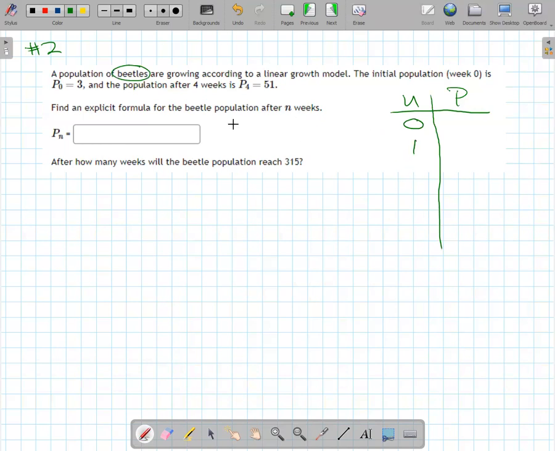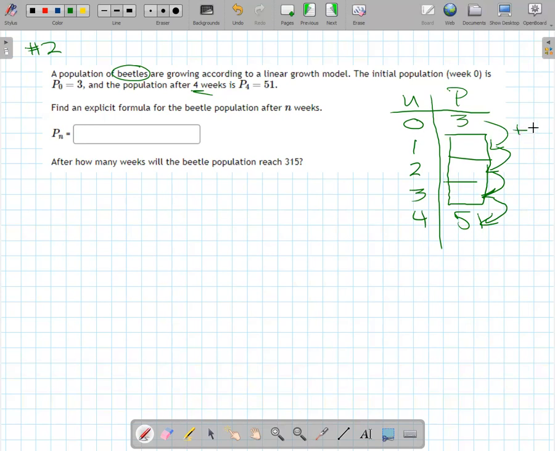Then we have 1 year later, 2 years later, and so on. So starting with 3 beetles, they jump to 4 weeks later. So 1, 2, 3, 4. The population becomes 51. So they jumped 1, 2, 3, 4 times before they got there. I need to know what number they jumped by to get there. So to get from 3 to 51, they made 4 jumps, right?